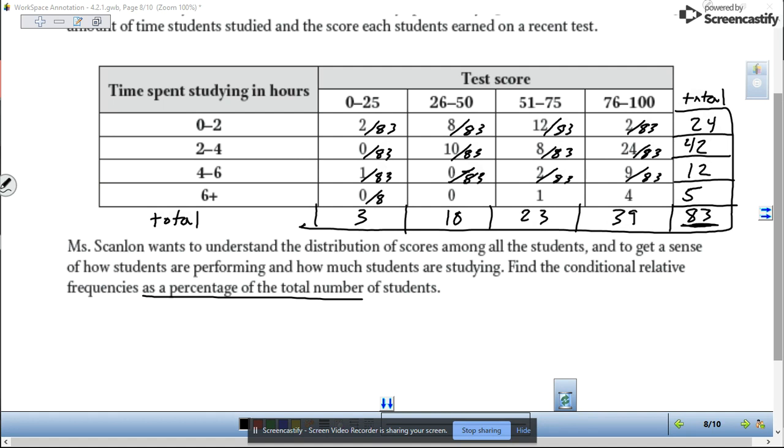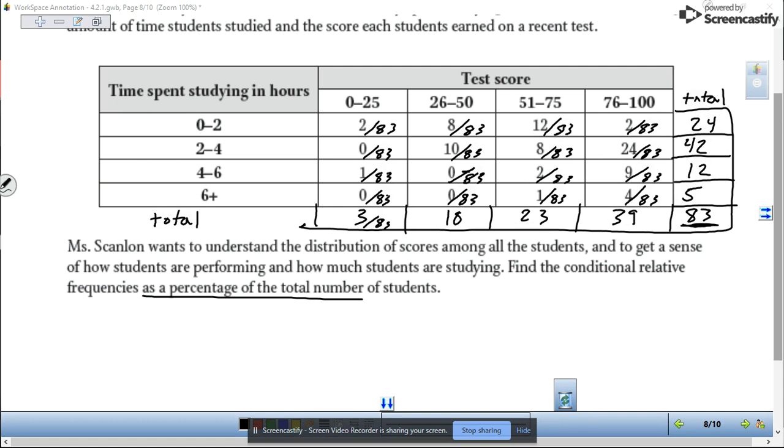It wants them written as decimals. So you're going to do every single number in the chart. You can also do the totals by the 83. If you want, say, the total percentage of students that made a 0 to 25, you would do 3 divided by 83. We're going to focus on just the chart they gave us because it didn't ask us to do the extra, but we could.